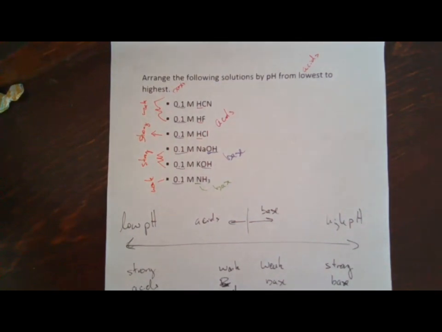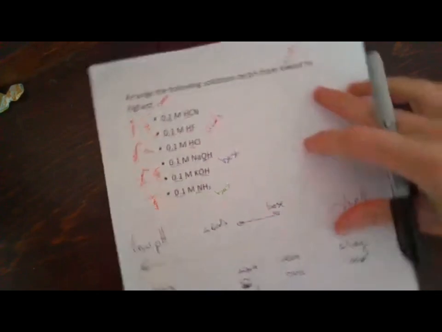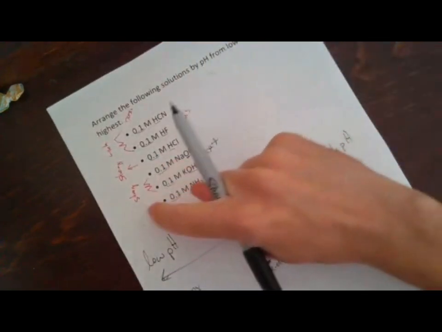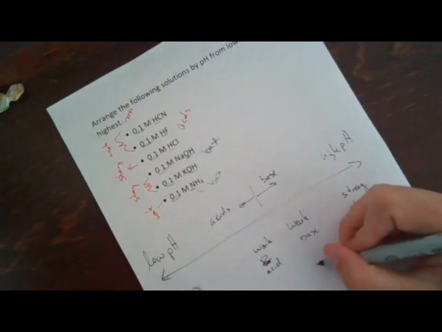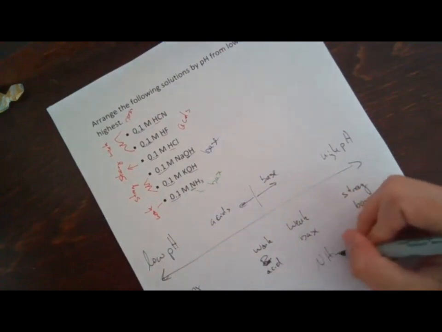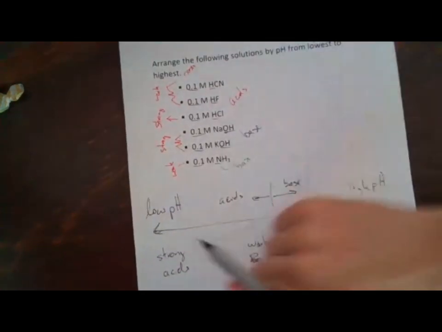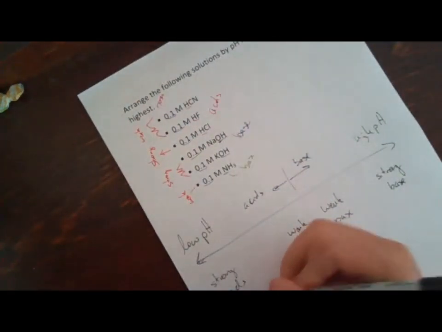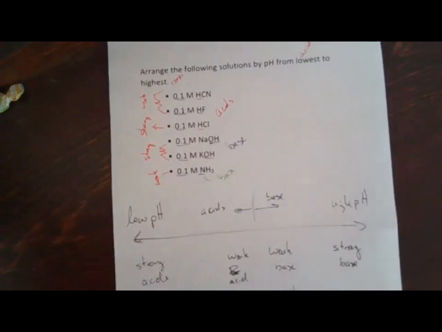So with this ordering, I can already start to do some ordering. Weak base right here, I only have one of those. So this is going to be my NH3 solution. Strong acid, I only have one of those. The lowest pH is going to be my HCl solution.